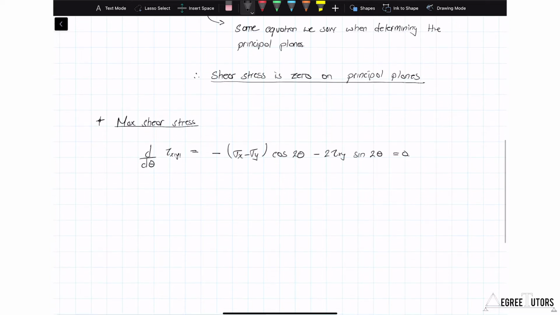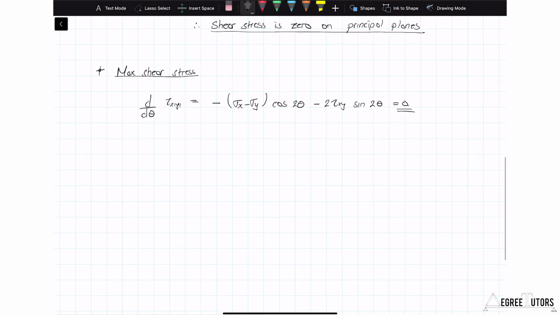Okay, and we're just going to rearrange. Again, we're letting it equal to 0. So here I'm letting that whole expression equal to 0 because again we're after the point at which the tangent to the curve is horizontal. And so let's do some rearranging.